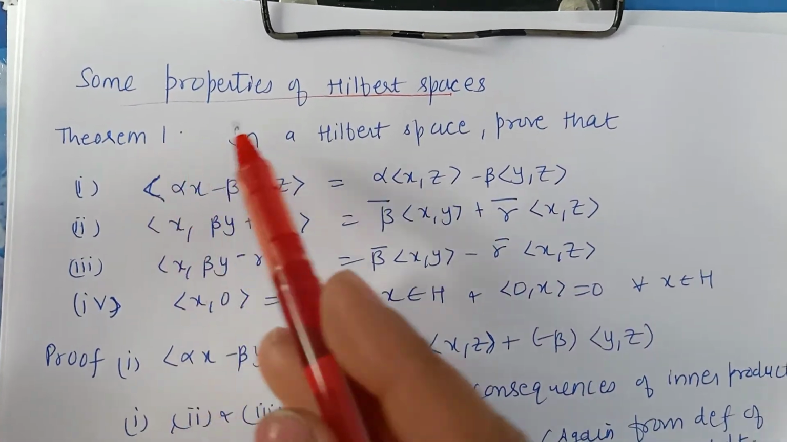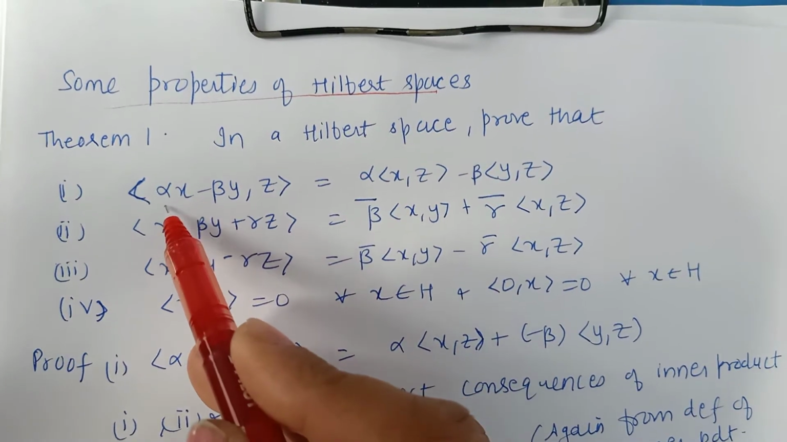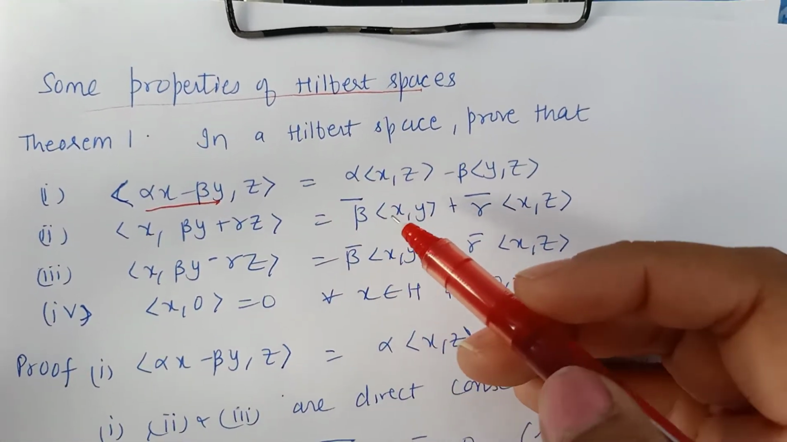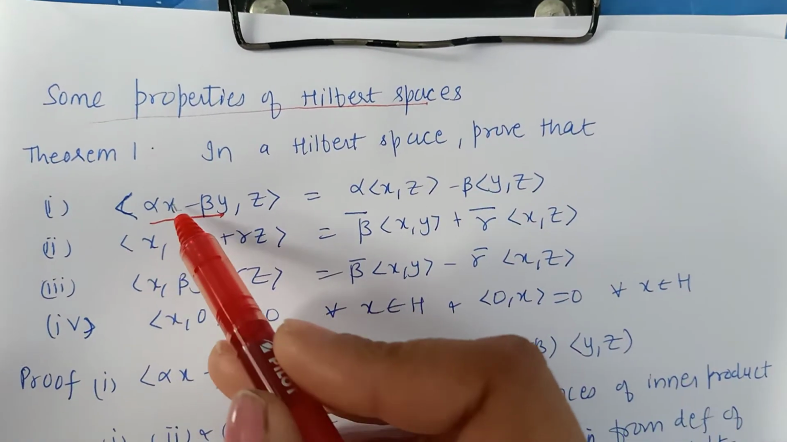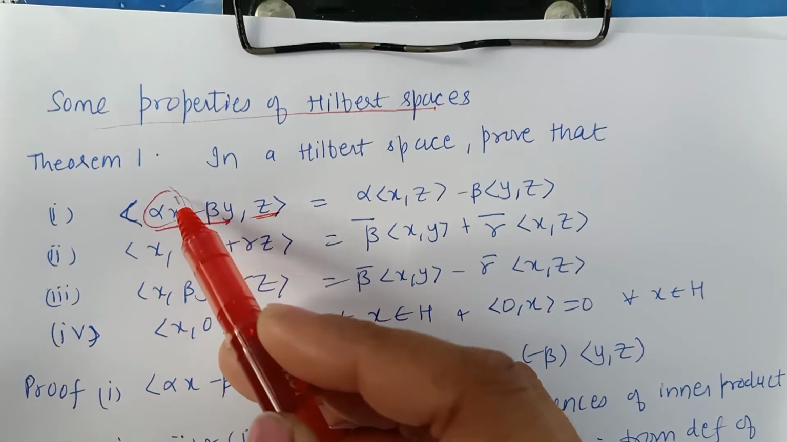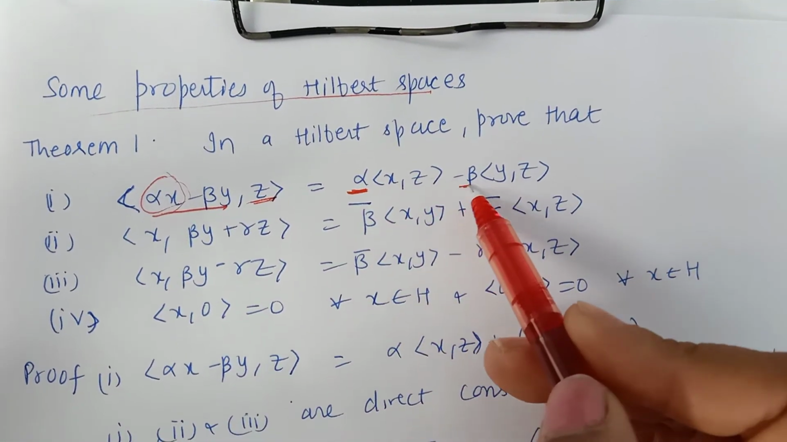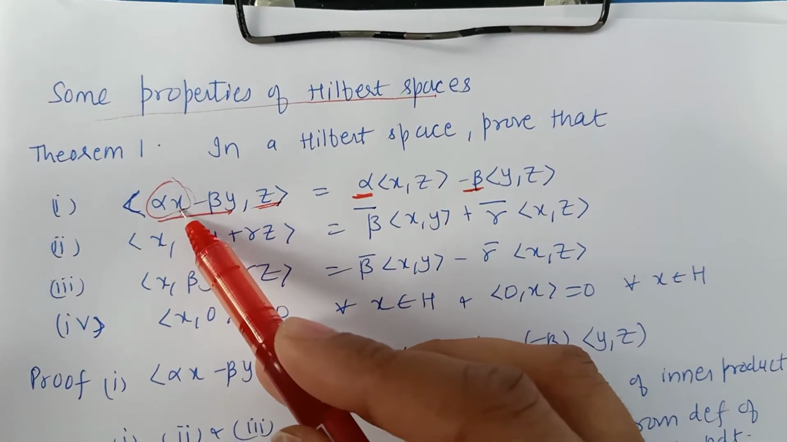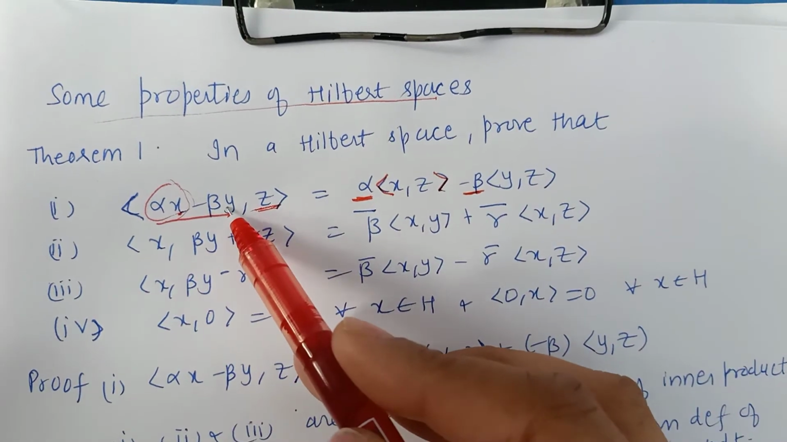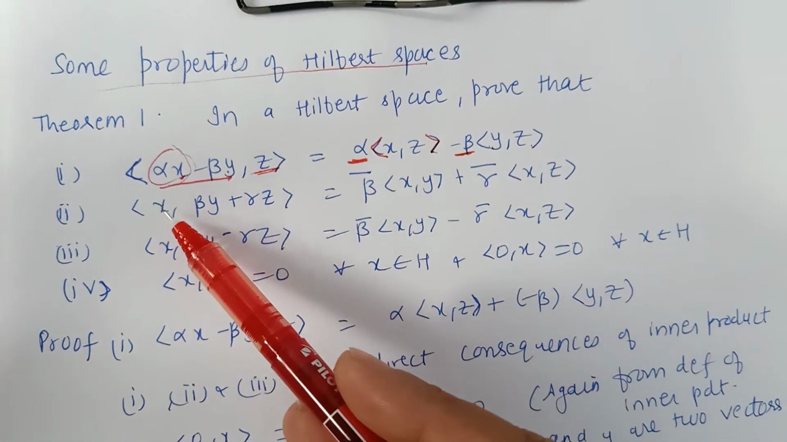So we have a few properties of Hilbert spaces. First one basically says that the inner product space is linear in the first variable. Moreover, the inner product can be distributed over the first and second variable. The constant can come out, and the inner product of x and y will be distributed, and in the same way over here the inner product of y and z will be distributed.